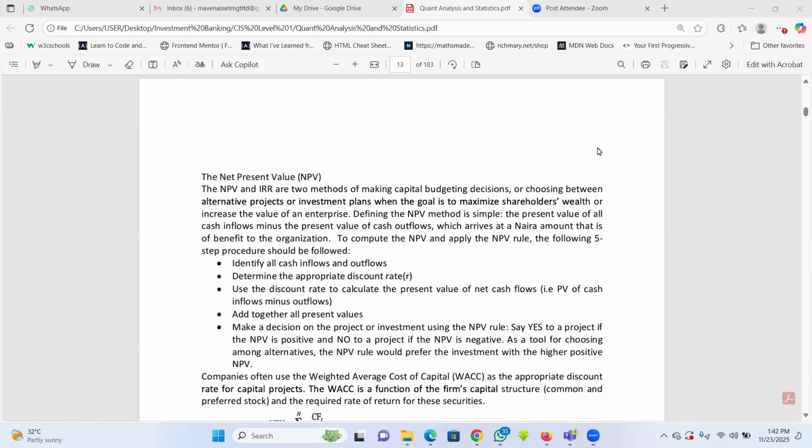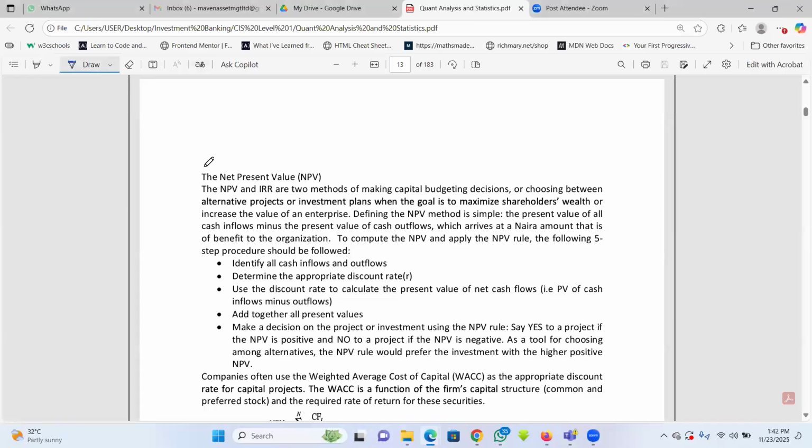I assume we all have gone through the previous classes in about 3 videos now, because we're going to be building on what we have learned so far, so good. So today we want to start with net present value, NPV. Two concepts we want to look at quickly in the course of our study today: NPV and IRR.